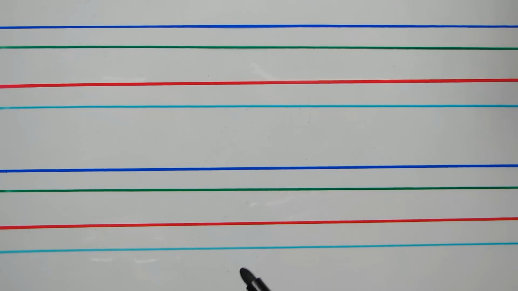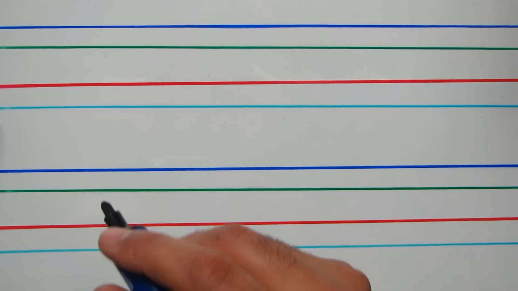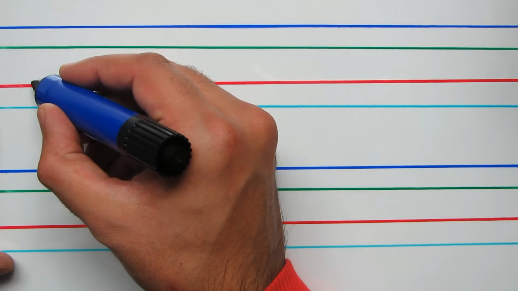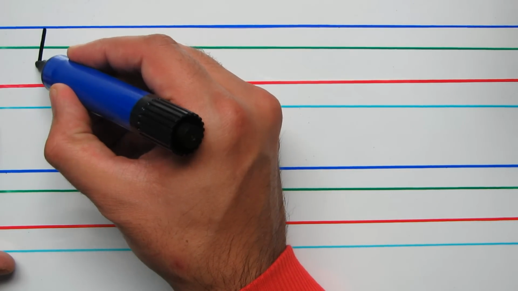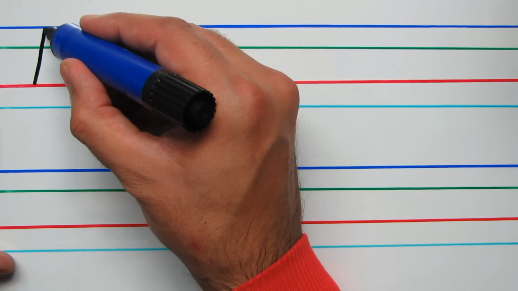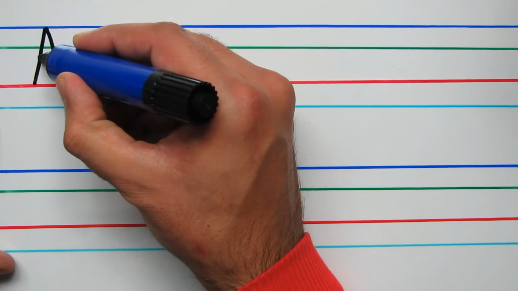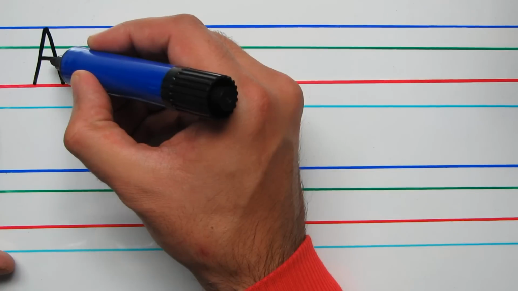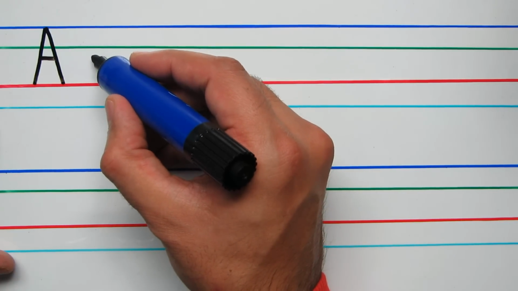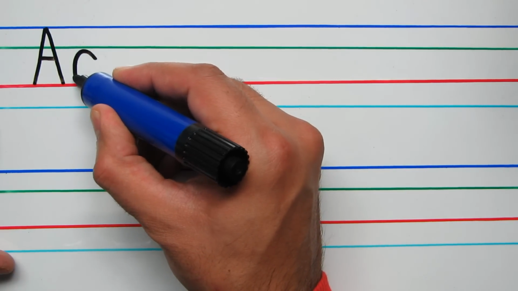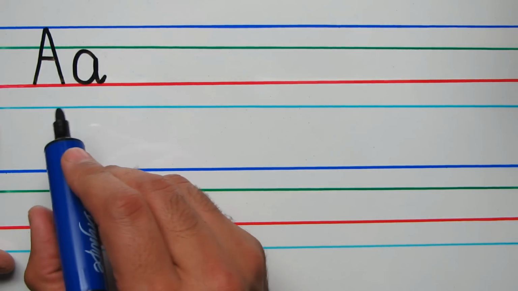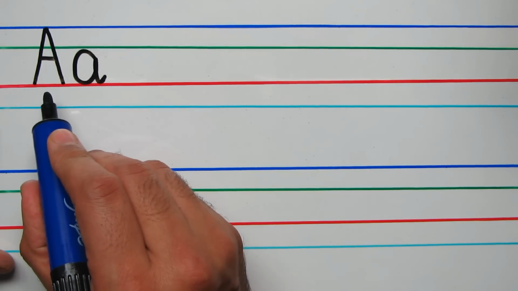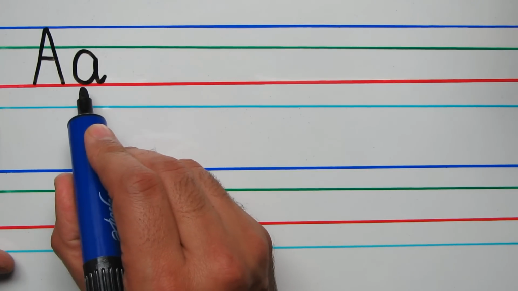In this lesson, we hope to look at the names of the letters. So this is our baseline. Let's do the capital A. And the lowercase a. That is the letter A. So the name of this is A, A.